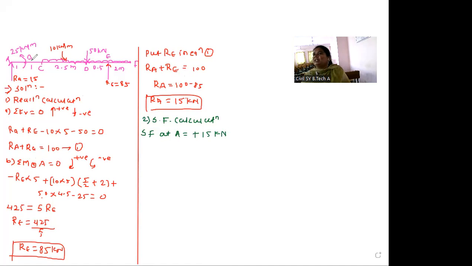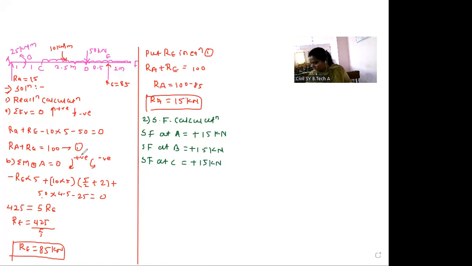Now at B point there is no vertical force, and in between A to B there is no vertical force. So shear force at B is, as it is, plus 15 kilonewton. After that we will move towards C point. You observe here, in between B to C there is no force, and at C point there is no particular force. So shear force at C is again the same, plus 15 kilonewton.